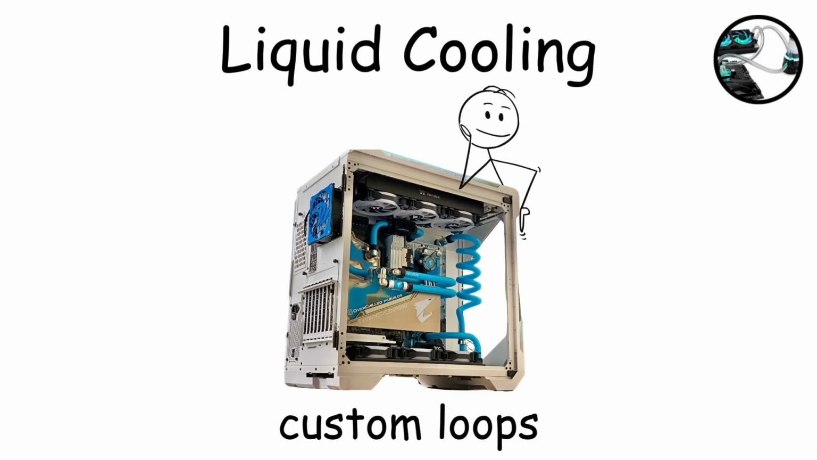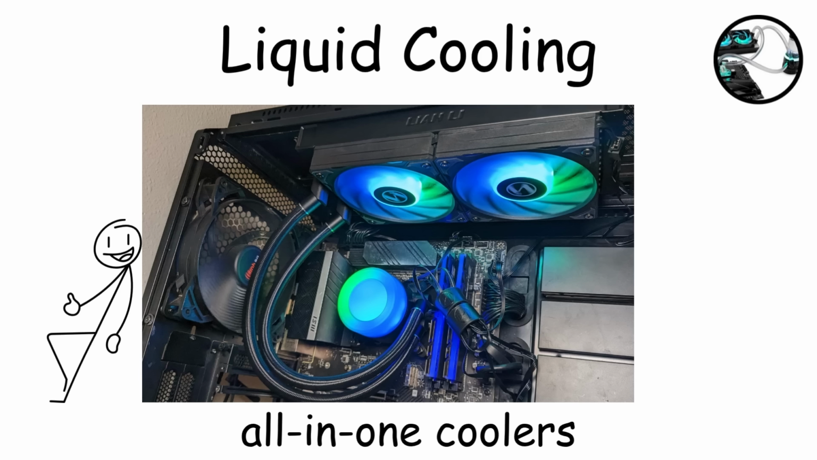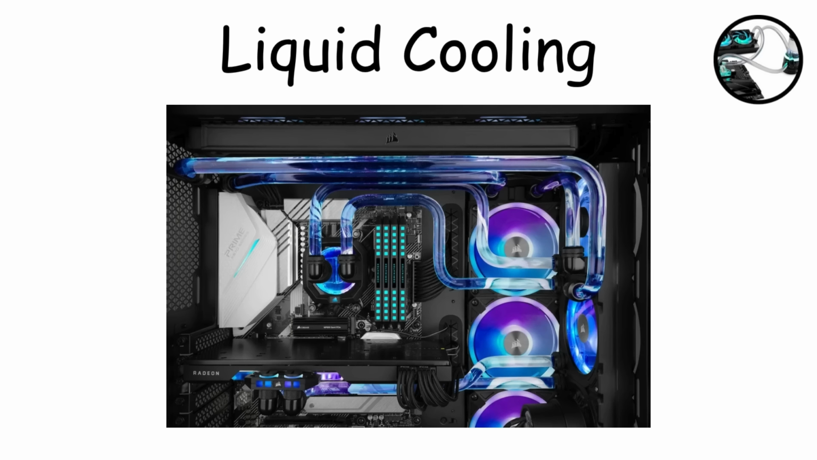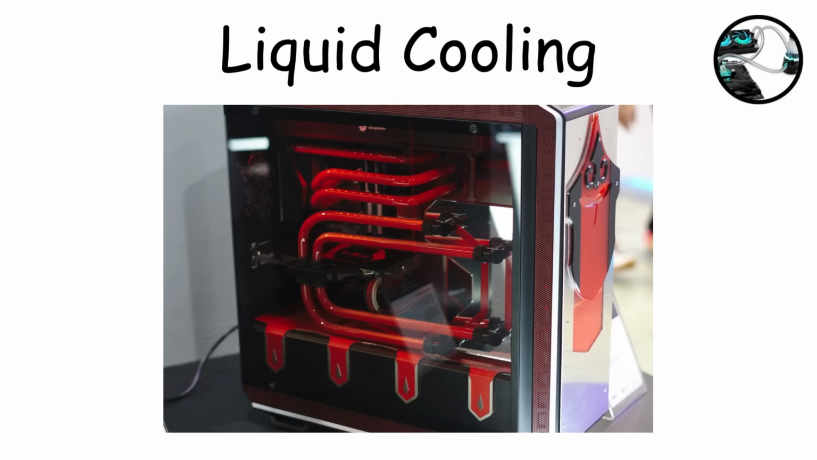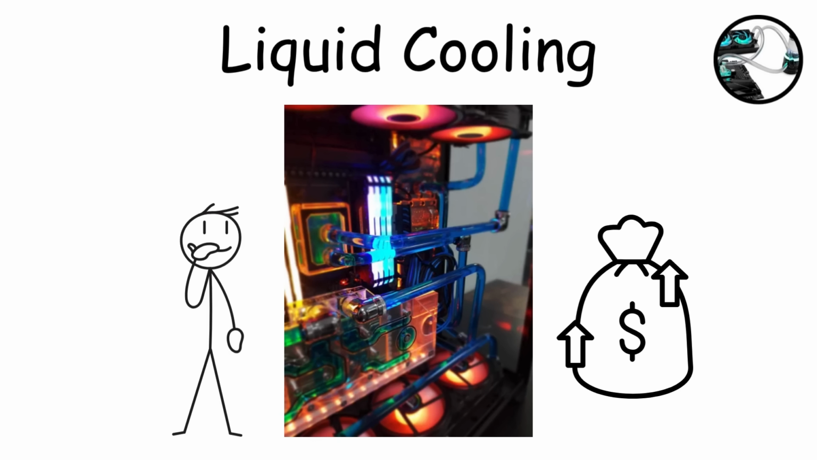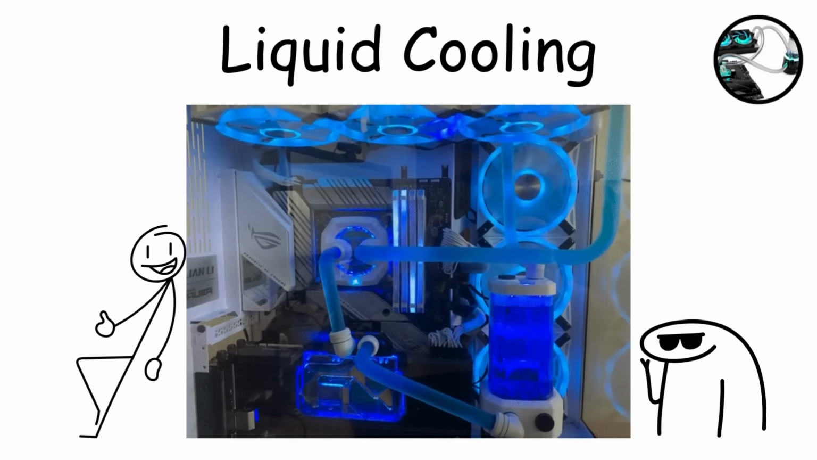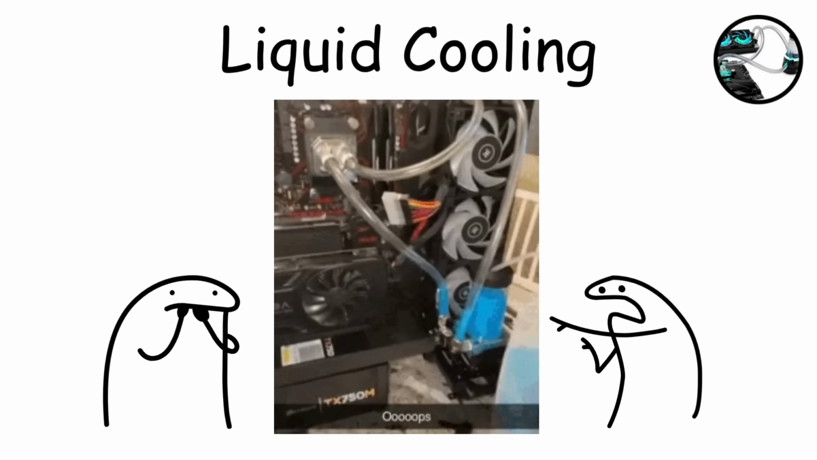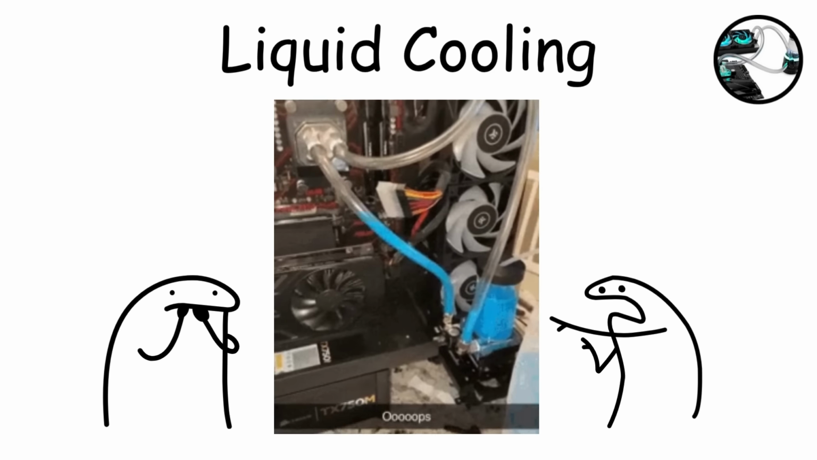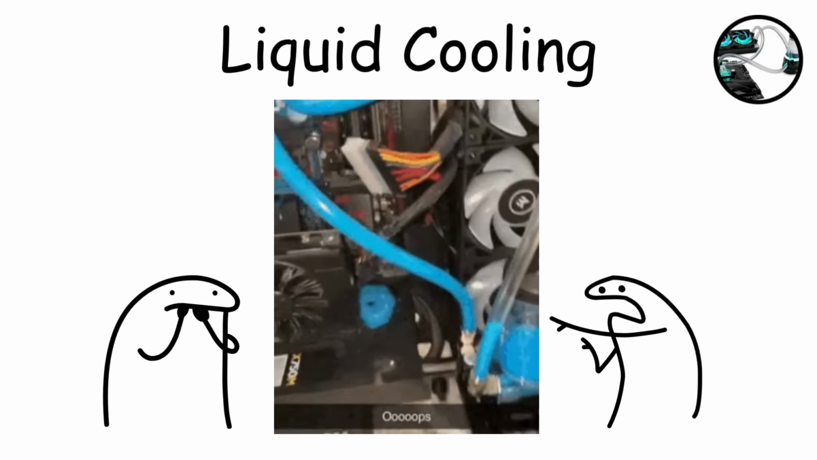There are two main types: custom loops and all-in-one coolers. AIOs are sealed, pre-built systems that are easier to install and maintain, while custom loops offer more control and better performance but are complex and expensive. Liquid cooling runs quieter under load and looks great in a build, but leaks can be disastrous. It's a powerful upgrade, but not without risk.